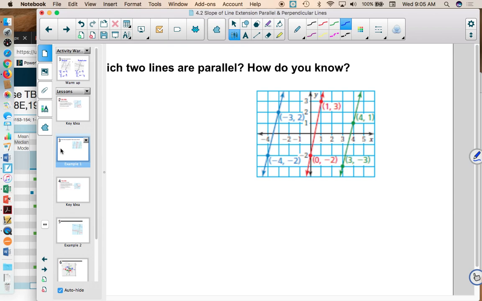Okay? So now if you look at this picture, at first glance, you might think that you have 3 parallel lines. But that is not true. Only 2 of them are parallel. Which 2 lines are parallel? So figure out the slope for each of the lines. Identify the slope of each of the lines.